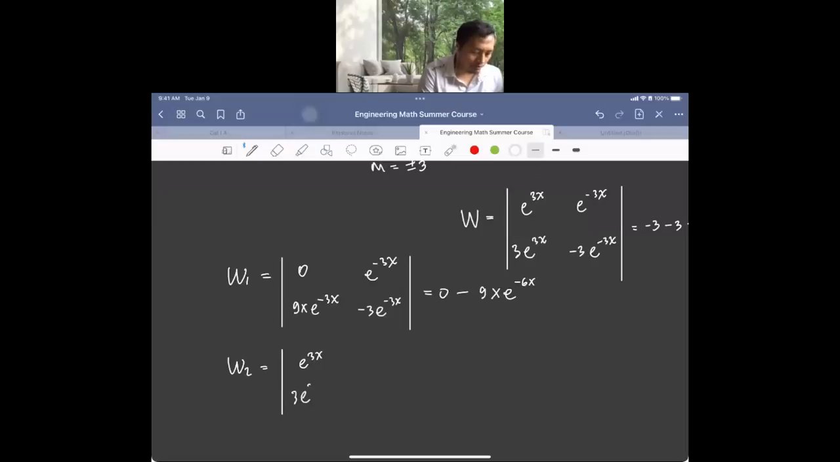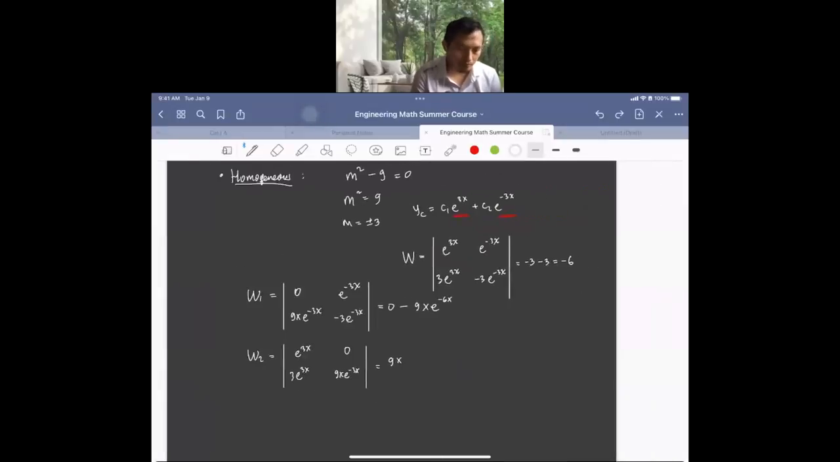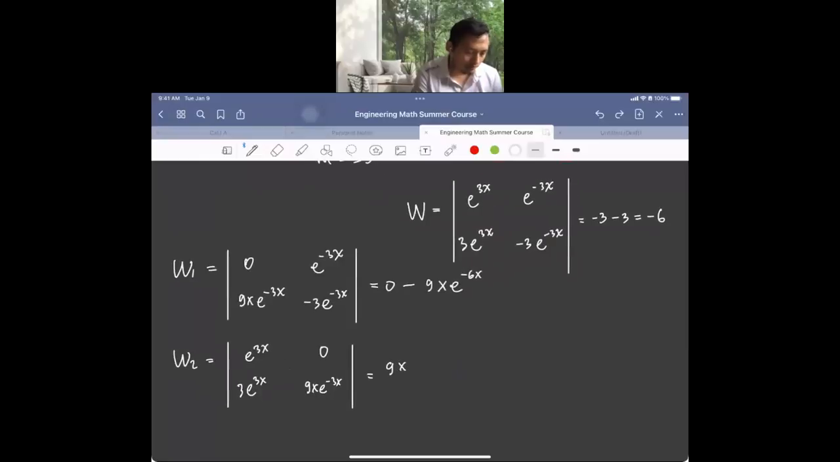And then W2, we are going to use the same Wronskian. And now the second column will be changed to 0 and 9x e negative 3x. And this will give 9x e, just 9x. Okay, 9x.